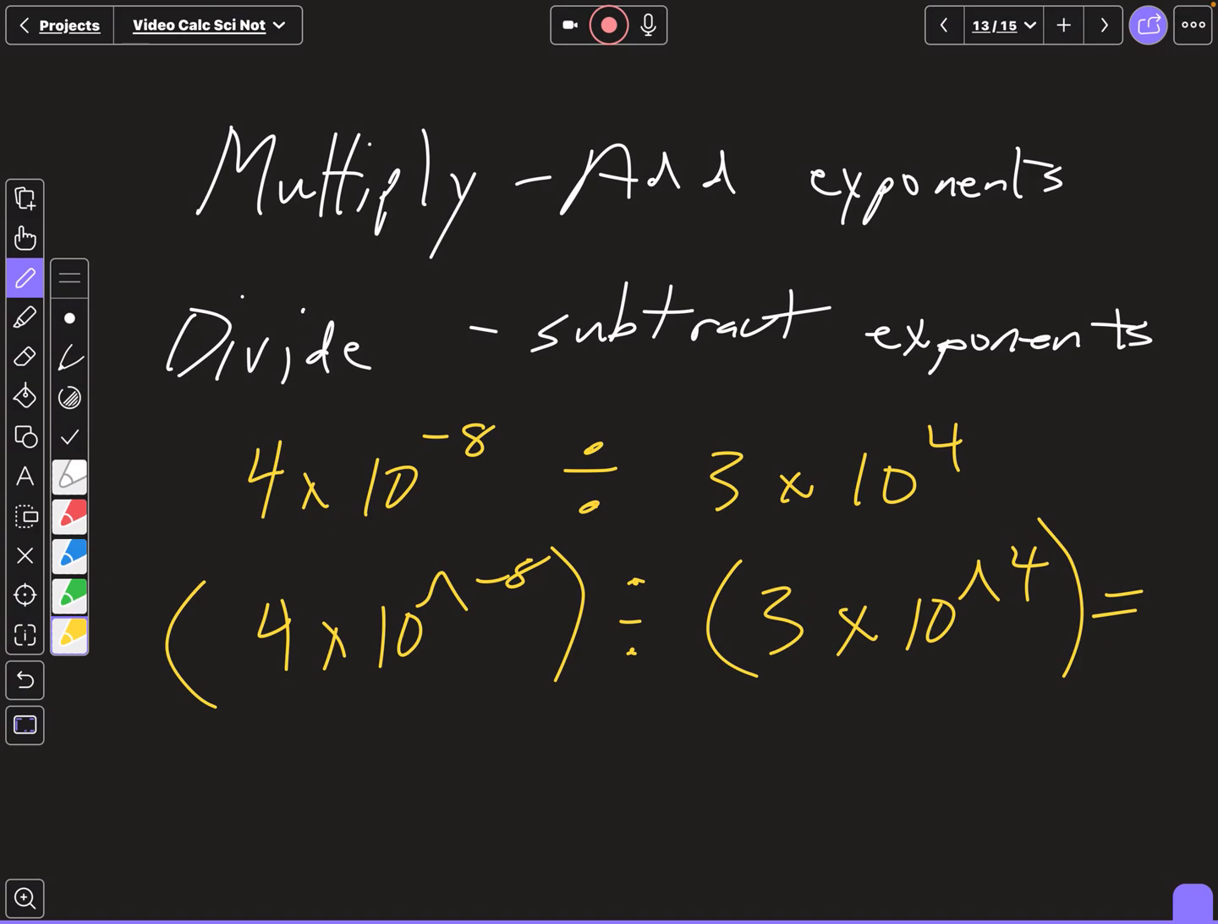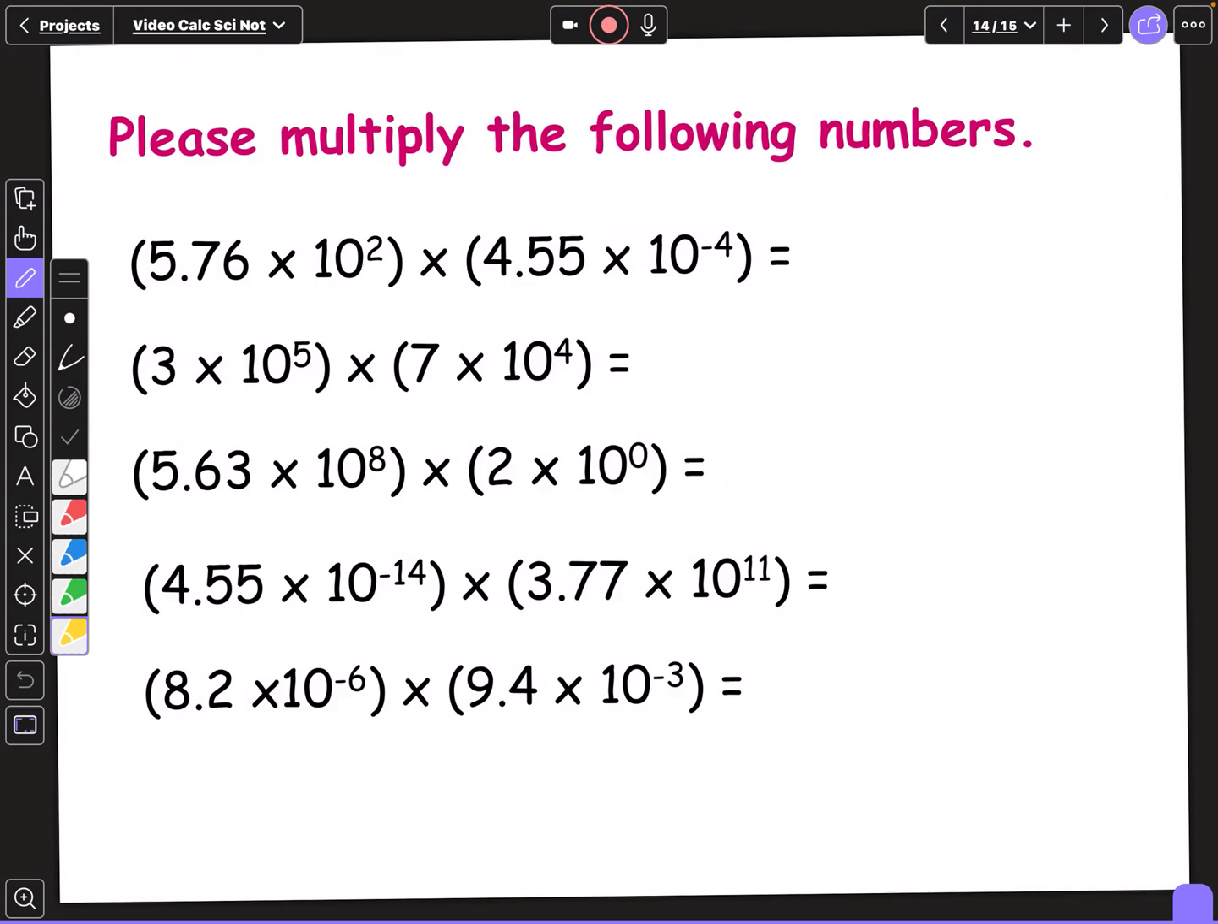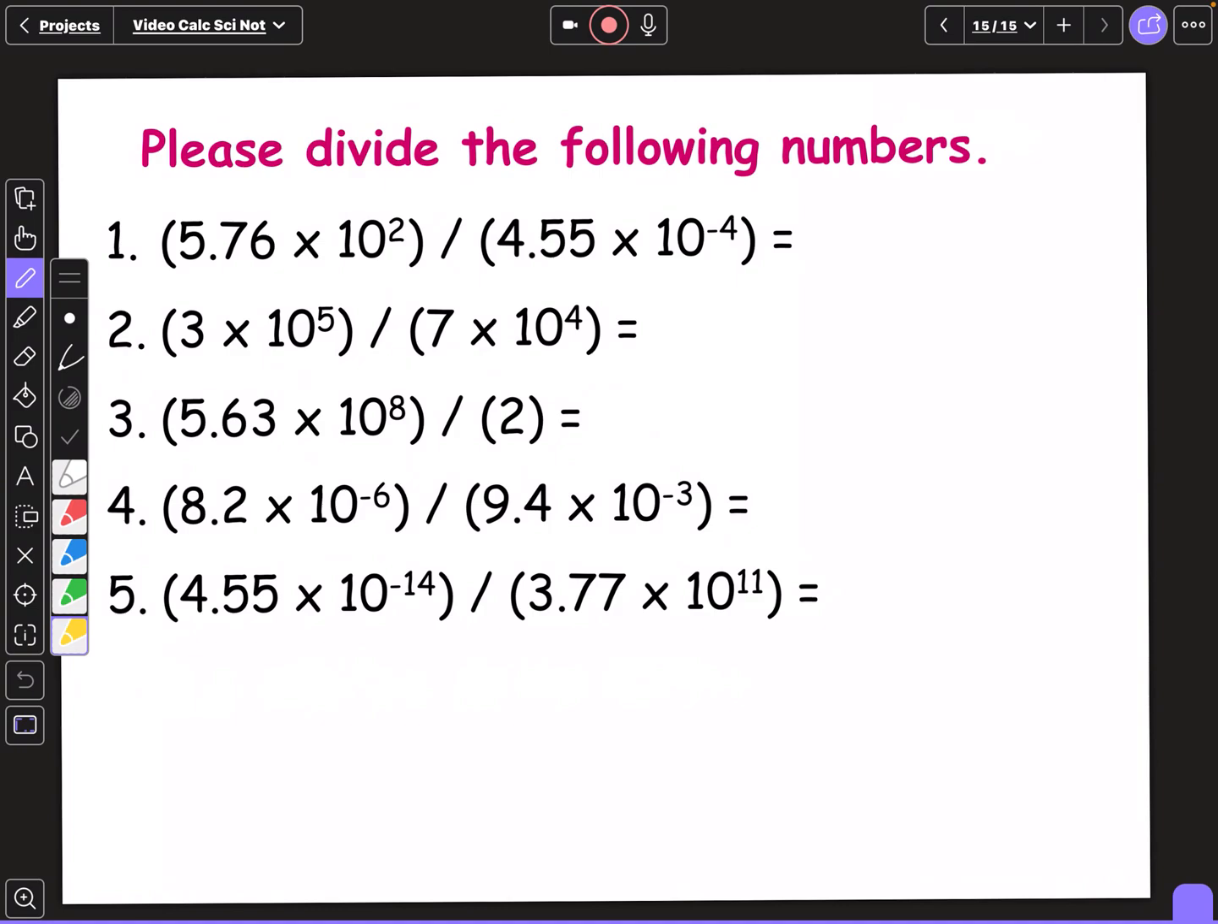So right now, what I want you to do is work these problems out at the end. You're going to multiply those numbers, then you're going to divide those numbers, and then you're going to use the PowerPoint to check your answers on these. And then I have a couple worksheets for you to do that combine everything that we've learned, adding and subtracting numbers, and multiplying and dividing. So just be careful what you're doing.